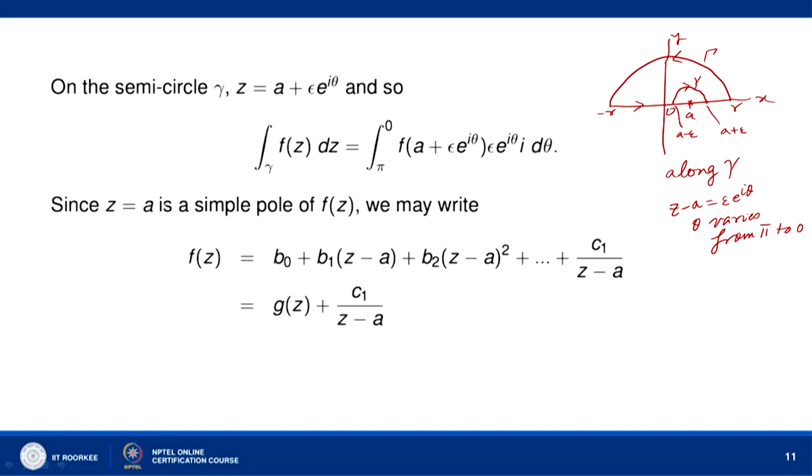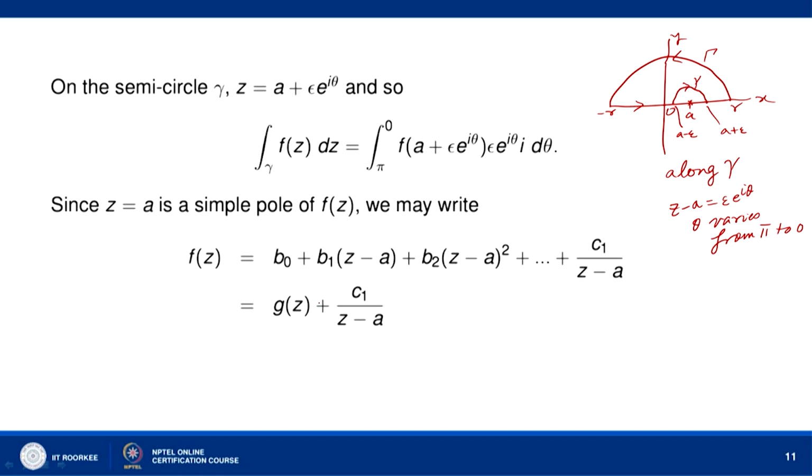Now, z equal to a is a simple pole of f(z). So, by Laurent series expansion, f(z) can be written as b0 plus b1 (z minus a) plus b2 (z minus a) whole square and so on, and the principal part of f(z) contains only one term, that is c1 upon z minus a, where c1 is non-zero. c1 is the residue of f(z) at z equal to a. Now, this part, which contains the non-negative integral powers of z minus a, constitutes a power series with center at z equal to a. So, that we can denote by g(z), where g(z) is analytic in some neighborhood of z equal to a.